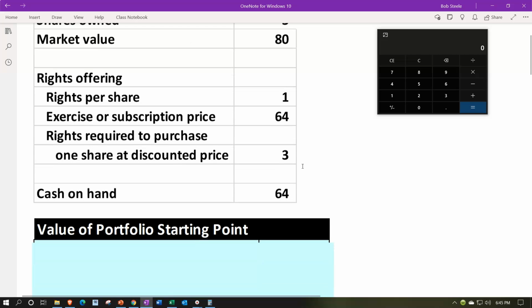The cash on hand, we're going to say $64, and that'll simplify the problem, because if we then take advantage, we're going to pay the exact amount of the $64, which is the cash that we have on hand.